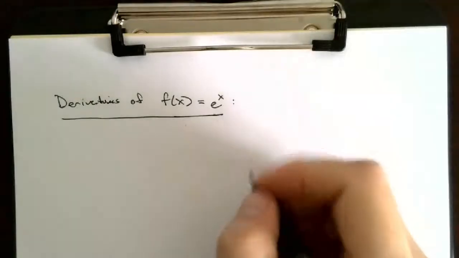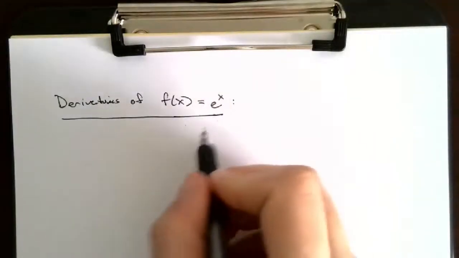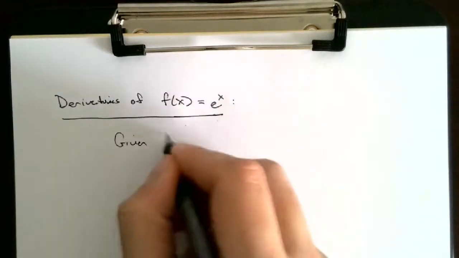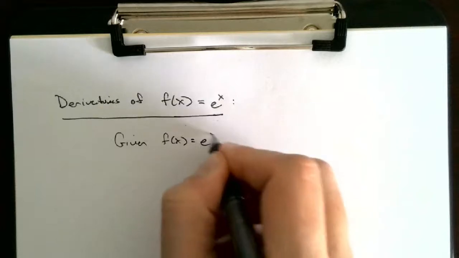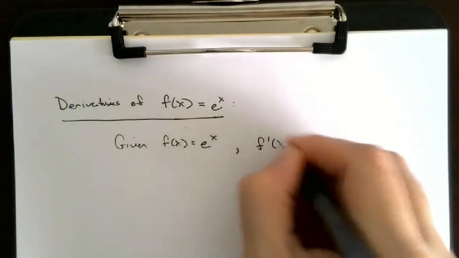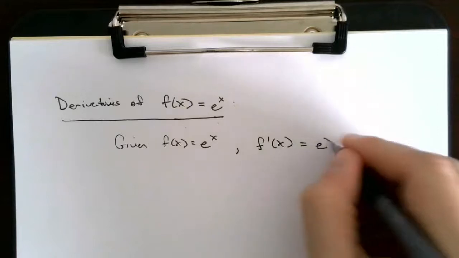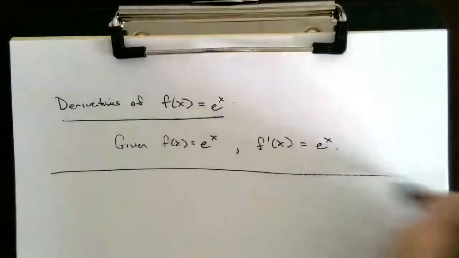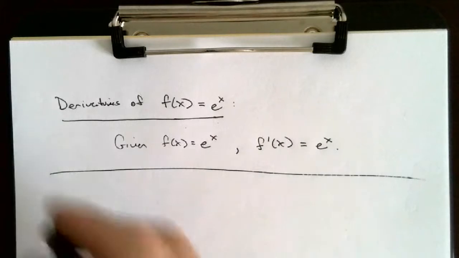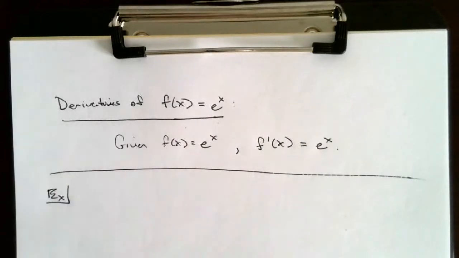But if I said for derivatives of f of x equals e to the x, given f of x equals e to the x, remember e is our natural base, e to the x, the derivative of that, f prime of x, is equal to itself. So it's one of the easier rules to memorize because the derivative of e to the x is just e to the x. So we'll use that in a few examples here, just so you can see where it might show up, and then we'll talk about some special cases.